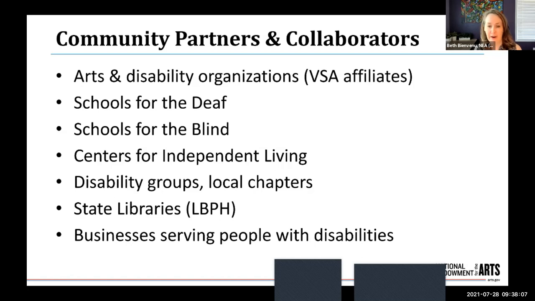Centers for Independent Living can be incredibly helpful. Look for disability organizations in your communities, including local chapters of national organizations. Your state libraries will have a library for, we have this acronym in here, Libraries for the Blind and Physically Handicapped. That's an old terminology that I think is being changed, but some states still have that. But look for those parts of your state libraries. And then businesses that serve people with disabilities. So these are great partners, collaborators. We recommend forming a disability advisory committee to help you with this. And you can often find these individuals throughout all of these resources.